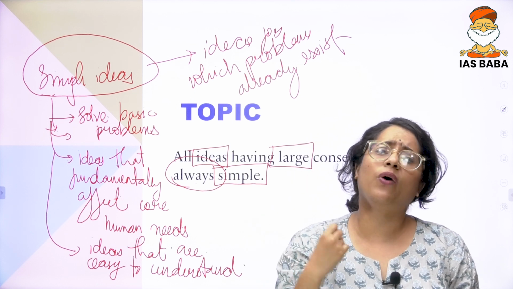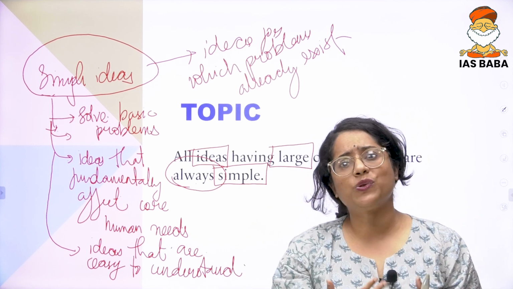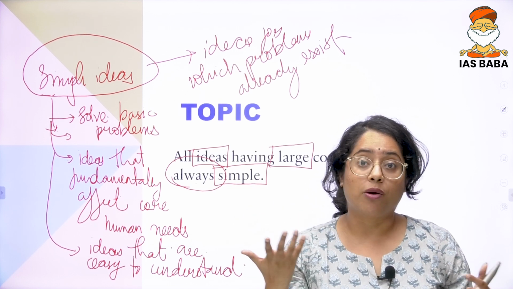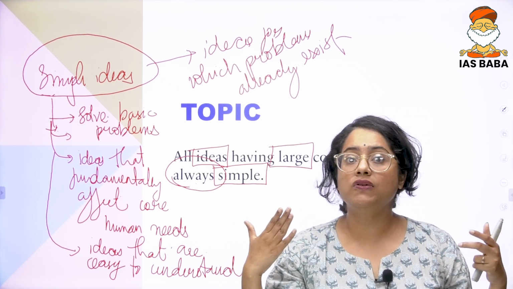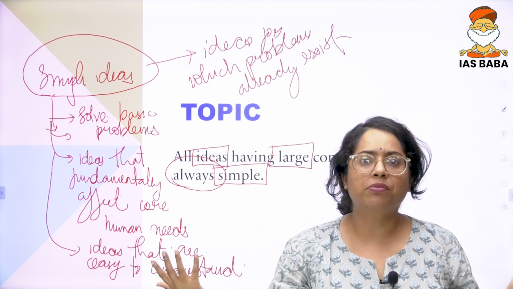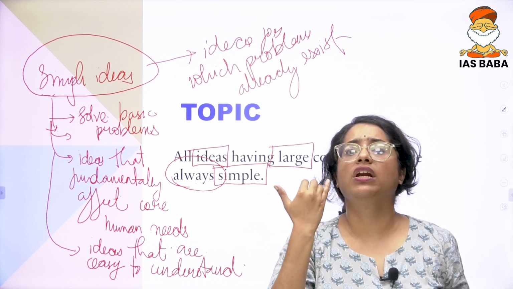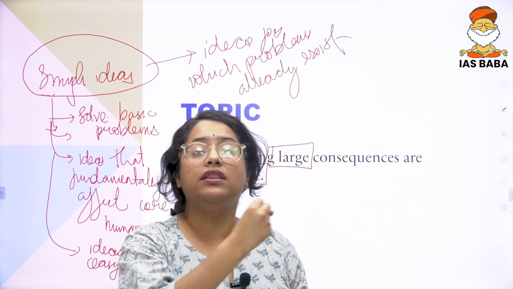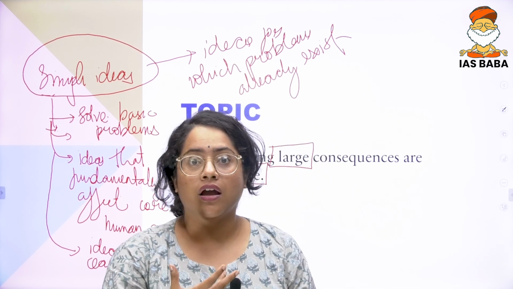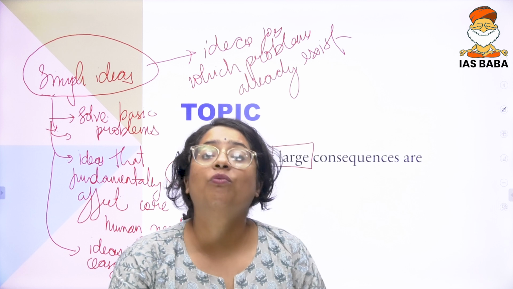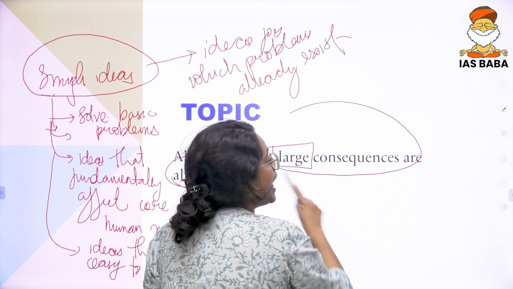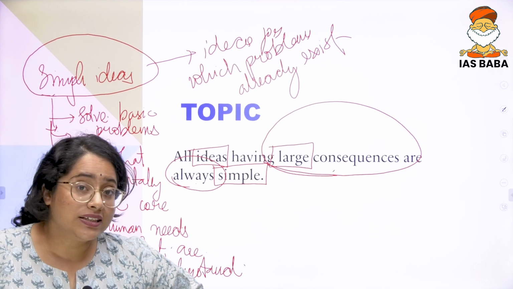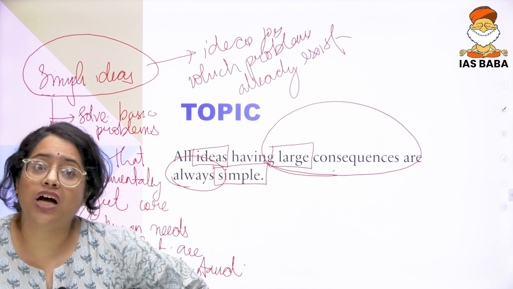It becomes quite alienated because this problem is not something that everybody faces. If it's not a problem that everybody faces, then a large number of people will not even be able to relate to your solution, will not be able to have anything coming out of it. There's no impact. Now, if there's no impact, it will not have a large consequence. So now the question comes, which are the ones which have large consequences?